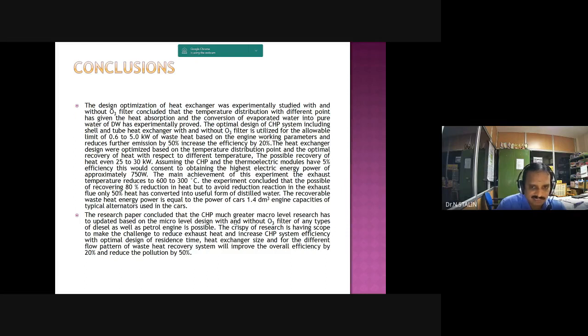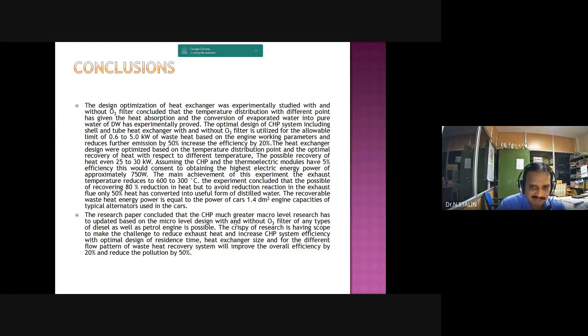The experiment concludes that recovering 80% of the heat is possible, but we must avoid the reduction reaction in the exhaust gas. Also, the heat energy power is equal to the power of a car with a 1.4 dm cube engine capacity, a typical alternator used for the car. The research paper concludes that much greater macro level research has to be updated based on micro level design, and CHP with or without the O3 filter is possible for any type of diesel as well as petrol engine.